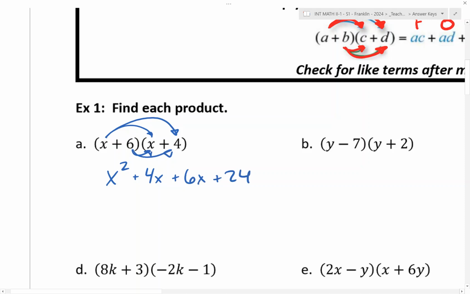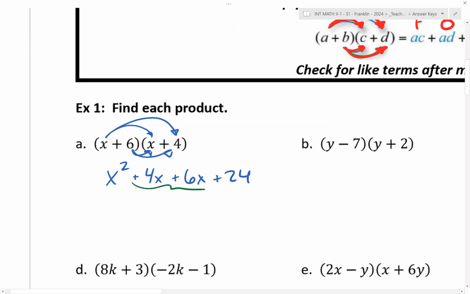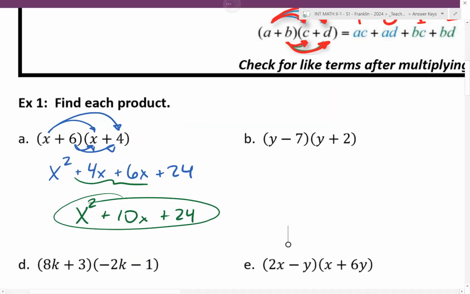Okay, now notice how my middle 2 terms are like terms. I can combine those. And this is often what happens when you're multiplying 2 binomials because typically they are the same degree. You have an x and then a constant, and so you end up with being able to combine these middle 2. It won't always work out that way, but often it does. So just make sure they are like terms and then combine them if you can. So there's our final result for the first one.